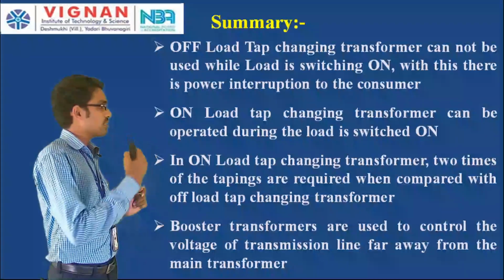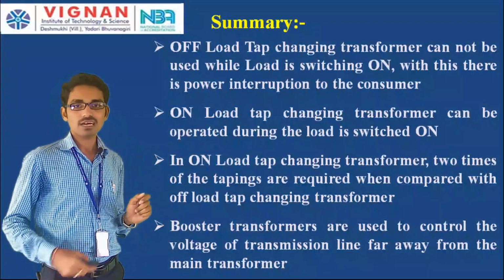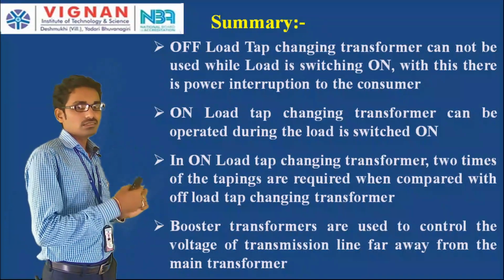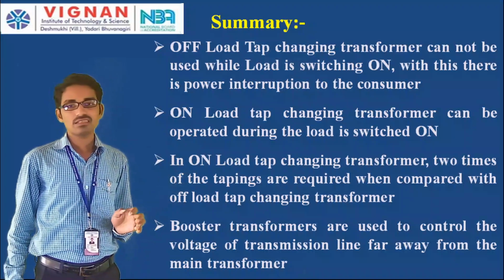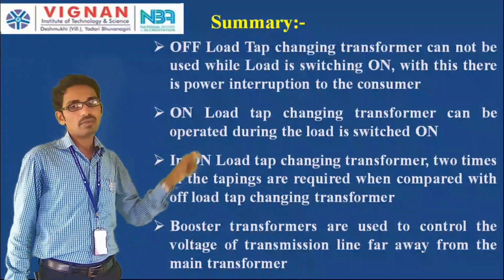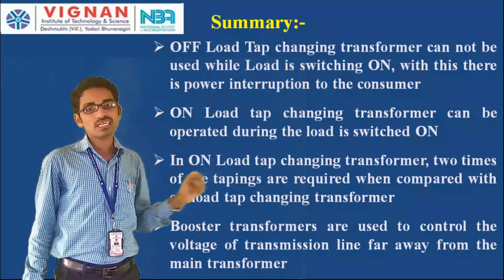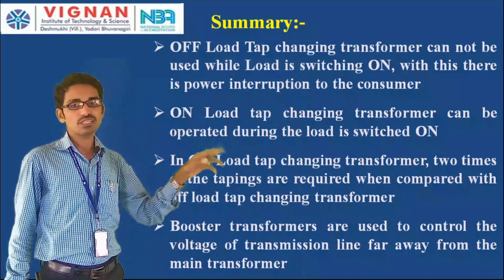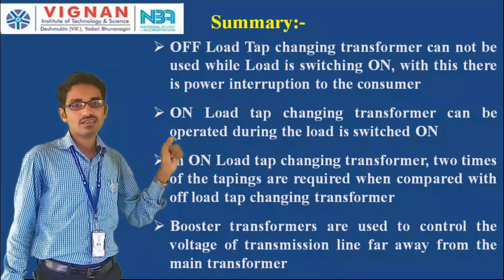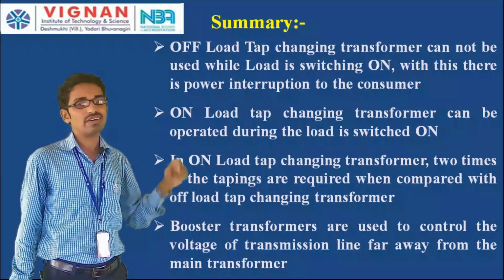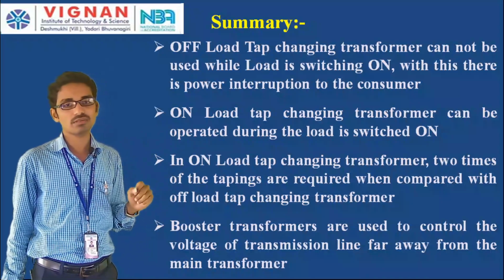There is a disadvantage in the on-load tap changing transformers. Two windings are present, so two sets of tappings are required, that is 1A, 1B, 2A, 2B like that. Two times the tappings are required, so that will increase the cost when compared with the off-load tap changing transformer.